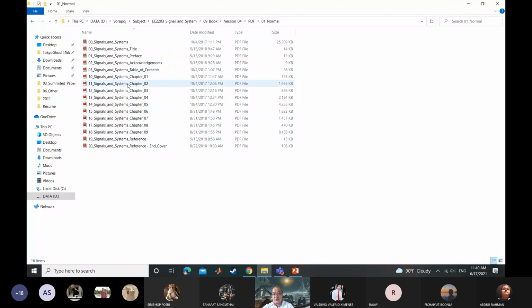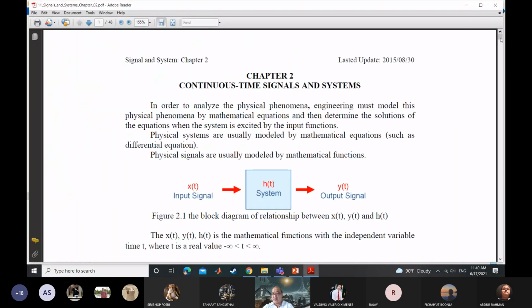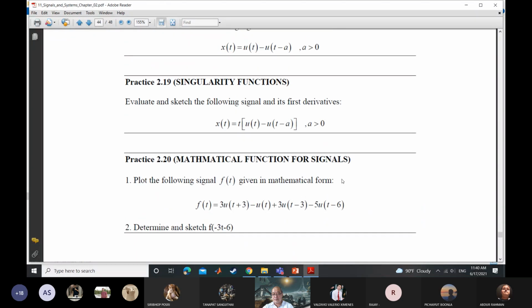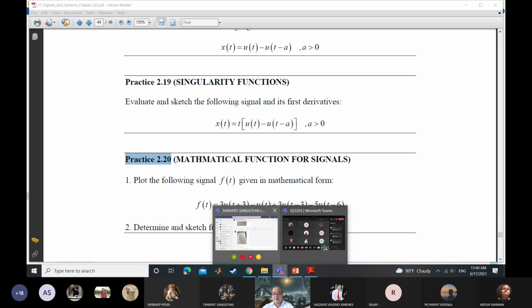Take the exercise. You can see the question in the book. Question 20.